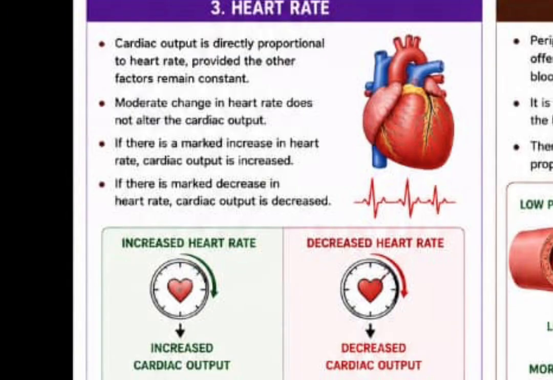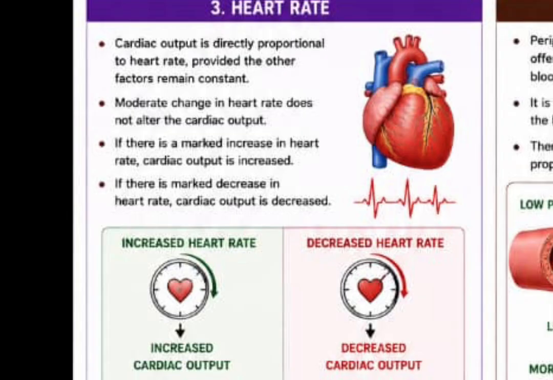So when the SA node sends out information to the AV node, bundle of His, and into the ventricles for contraction to occur, you will receive your heart rate like that. That's how you know the rate and rhythm of the heart. But one thing you have to know is that moderate changes in the heart rate do not alter the cardiac output.